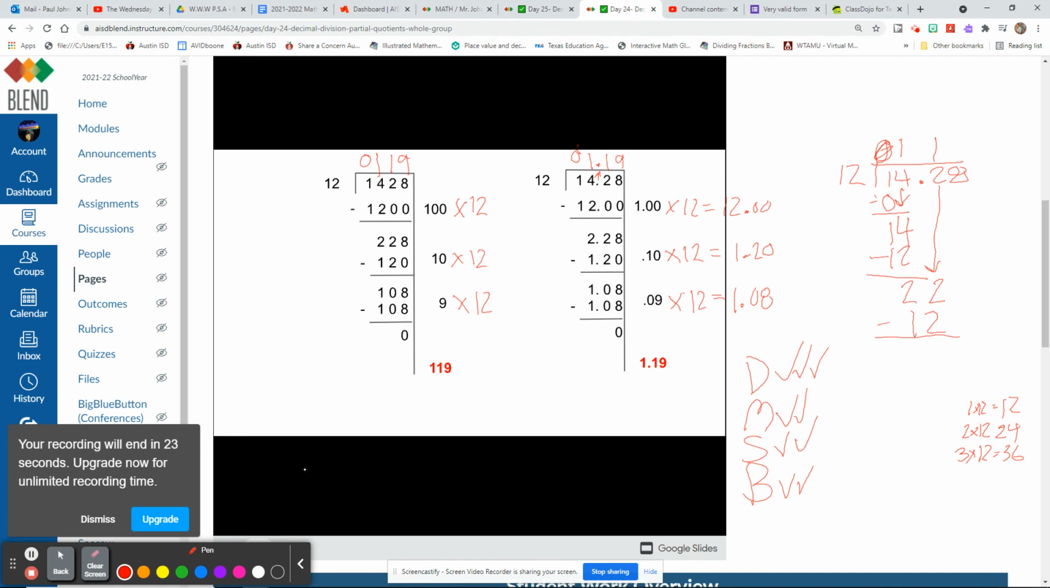And then if we subtract, 2 minus 2 is 0, 2 minus 1 is 1. And then we'll drop our 8. And then we can continue to skip count. Looking at our work on the left, 9 times 12 is 108. So we could subtract 108 and carry that 9. Bring up the decimal point, you get 1 and 9.